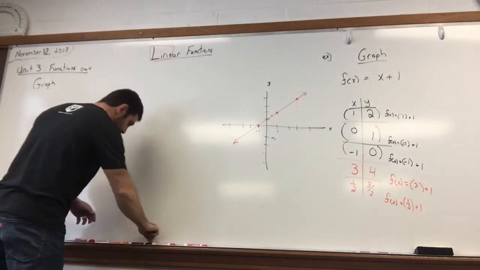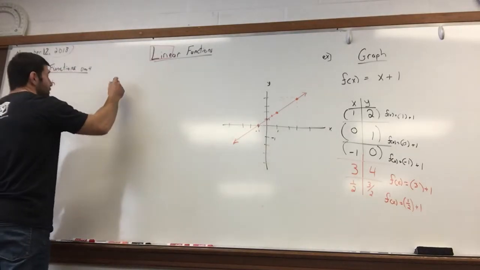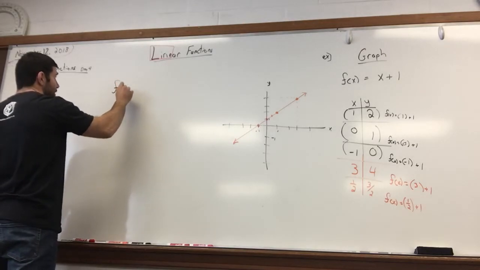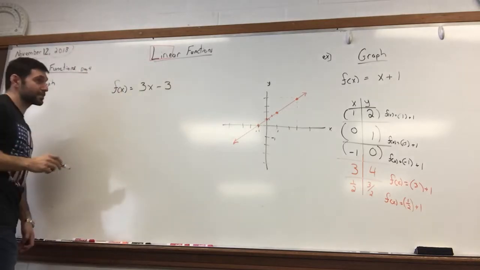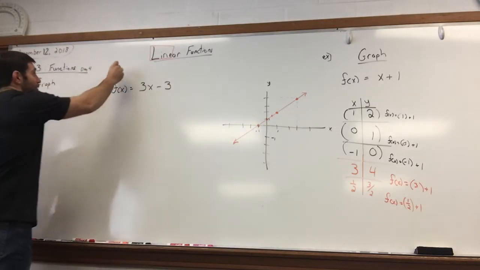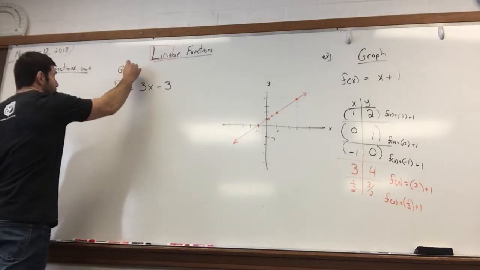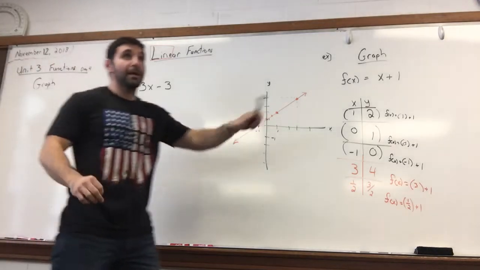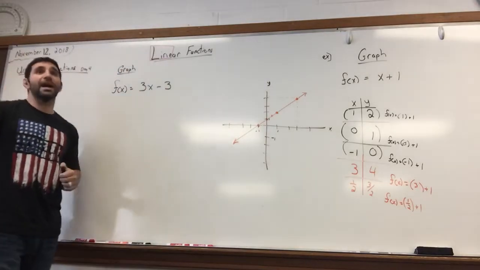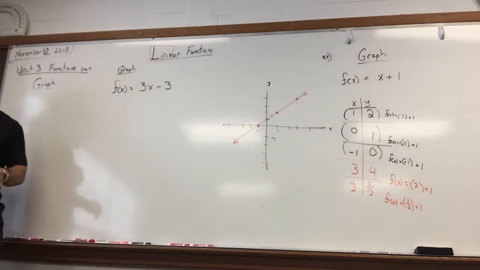So let's say I give you f of x equals 3x minus 3, and I tell you to graph. There are 2 steps that you need to do. First, you need to make your own XY chart. Make your T chart. How many numbers must you have to graph that I'm asking you to have?